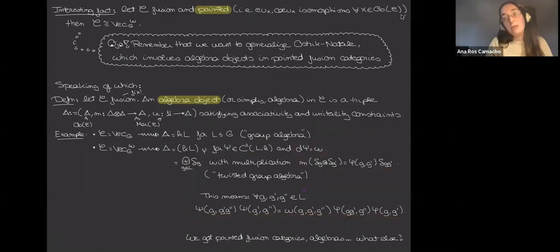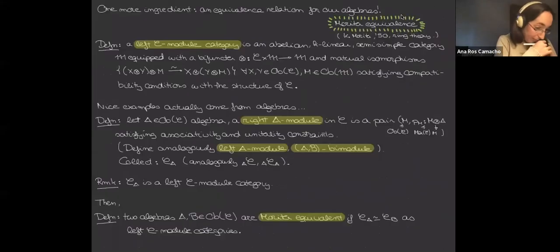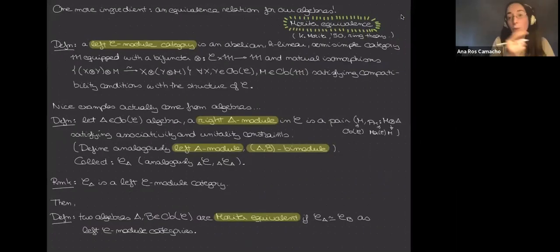These algebras, because they are exactly, kind of tweaked, we're going to call them twisted group algebras. All right, we have pointed fusion categories, we have algebras. What comes next? There is one more ingredient I want to put into the equation, which is an equivalence relation for our algebras.